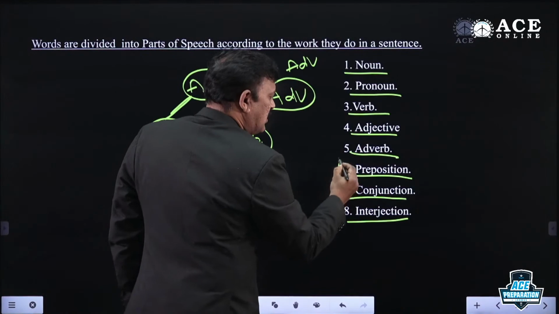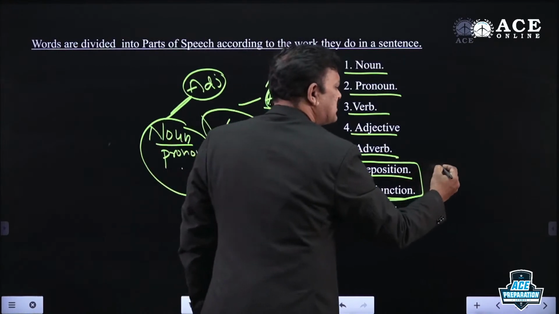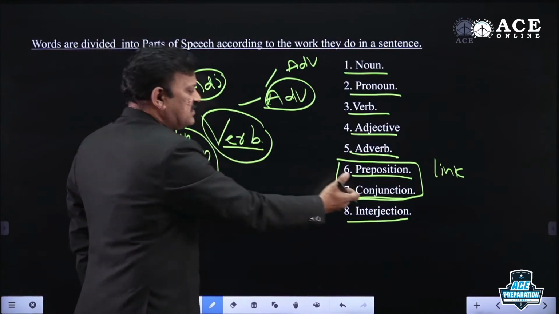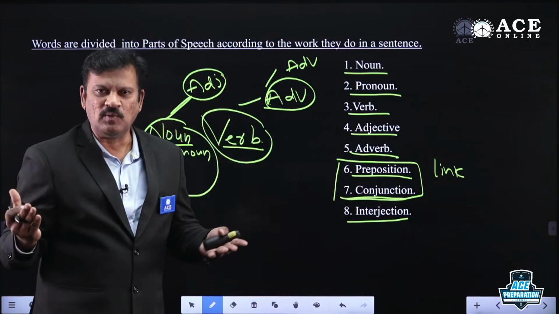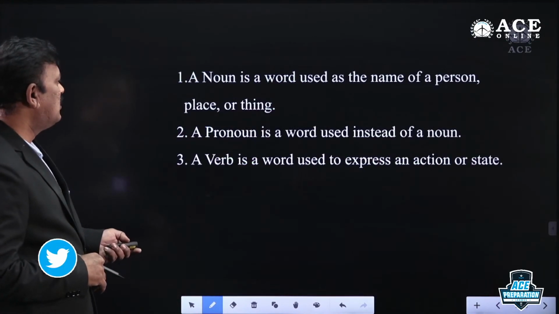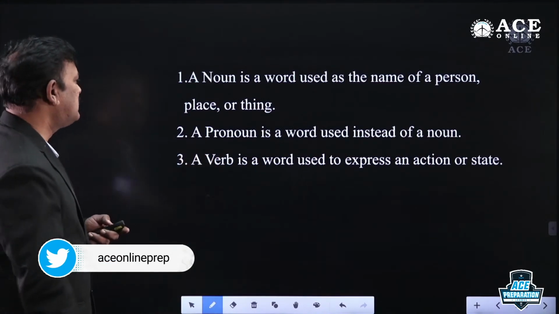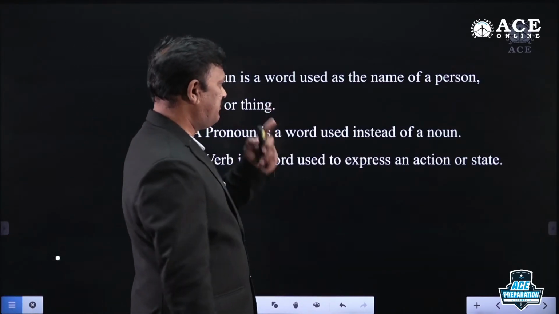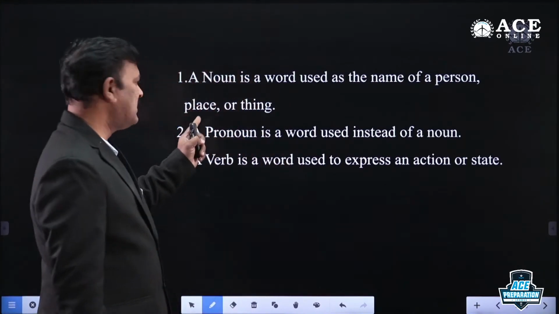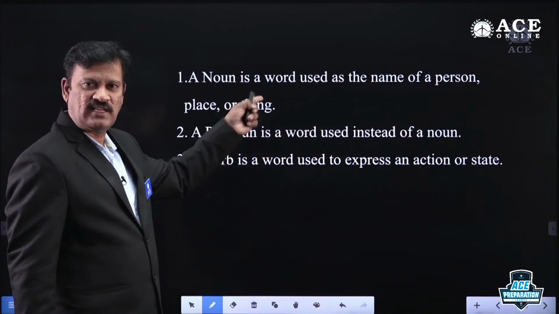Coming to preposition and conjunctions, these 2 are like extra artists. They link these characters. Interjection is like a cameo, guest role. You have to recognize. Let's quickly go through the definitions. Nobody is going to ask you, but still, to understand them better, we also go through these definitions once. A noun is a word used as the name of a person, place or thing. Pronoun is used instead of a noun. As I said, it's like a dupe.